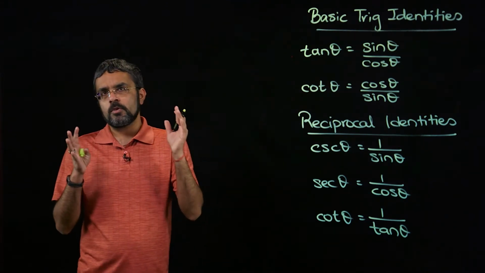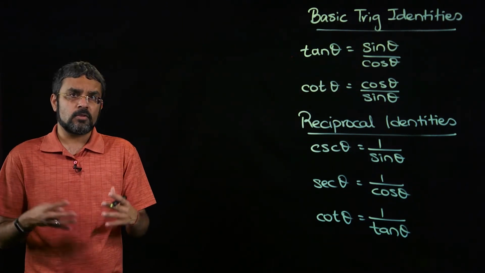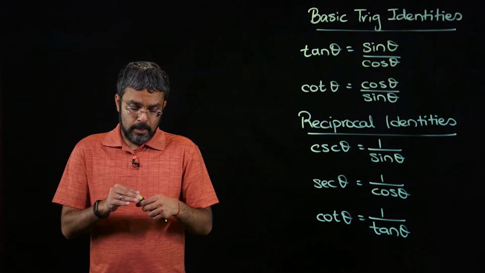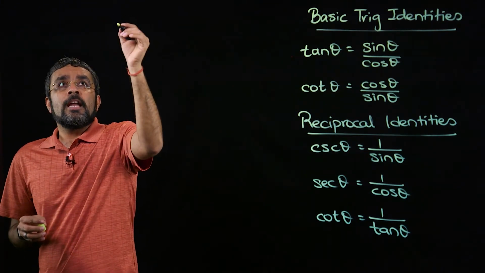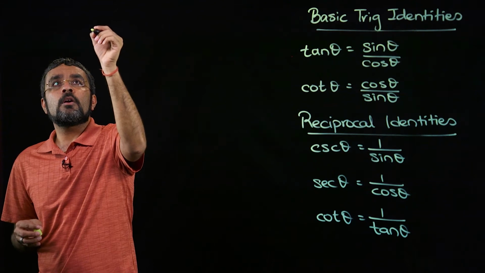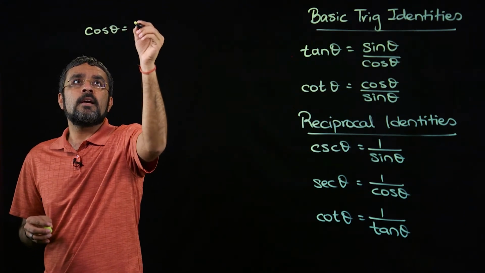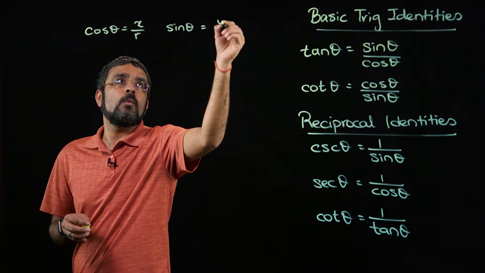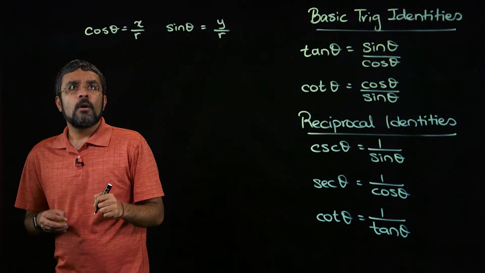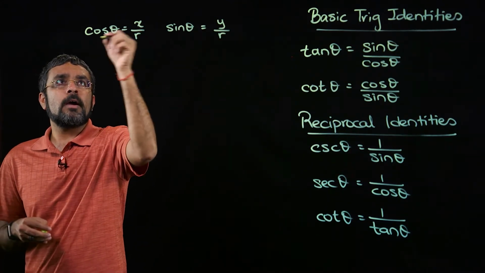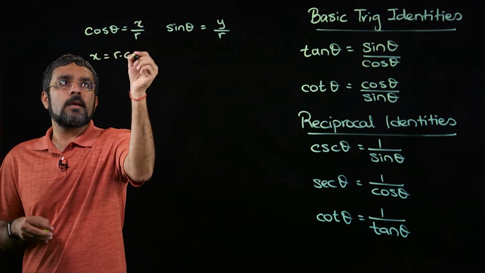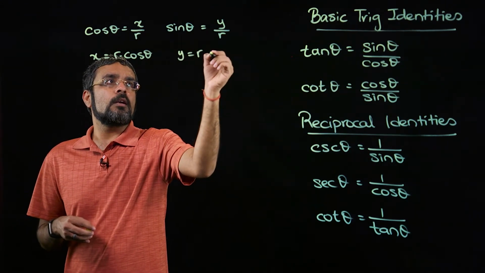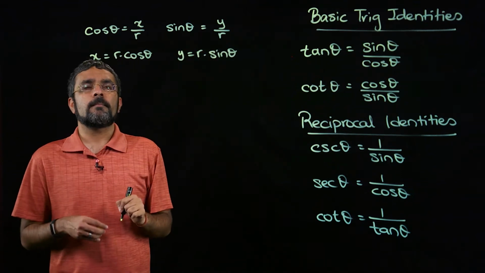What I'm going to do now is introduce you to three different, they're actually the same identity, just written in three different forms, okay? We call them the Pythagorean identities, and they are as follows. So, if you remember, we defined cos theta as x over r and sine theta as y over r. Okay, so if I solve for x, I'm going to multiply by r on both sides, and I get x equals r times cos theta. All right, and then we have y equals r times sine theta.